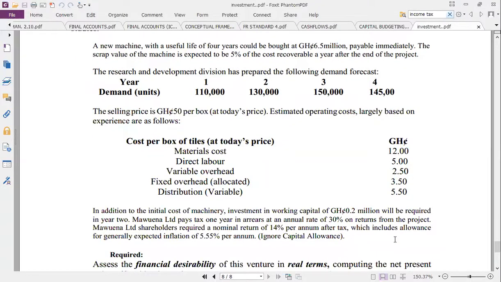That's all. In addition to the initial costs of machinery, investment working capital of 0.2 million will be required in year 2. So we've talked about the working capital. Mauna Limited pays tax 1 year in arrears. So that means tax must lag behind in time. At an annual rate of 30% on returns from the project. Mauna Limited shareholders require a nominal return of 14% per annum after tax, which includes allowance for general expected inflation of 5.55%. Ignore working capital. Ignore capital allowance.